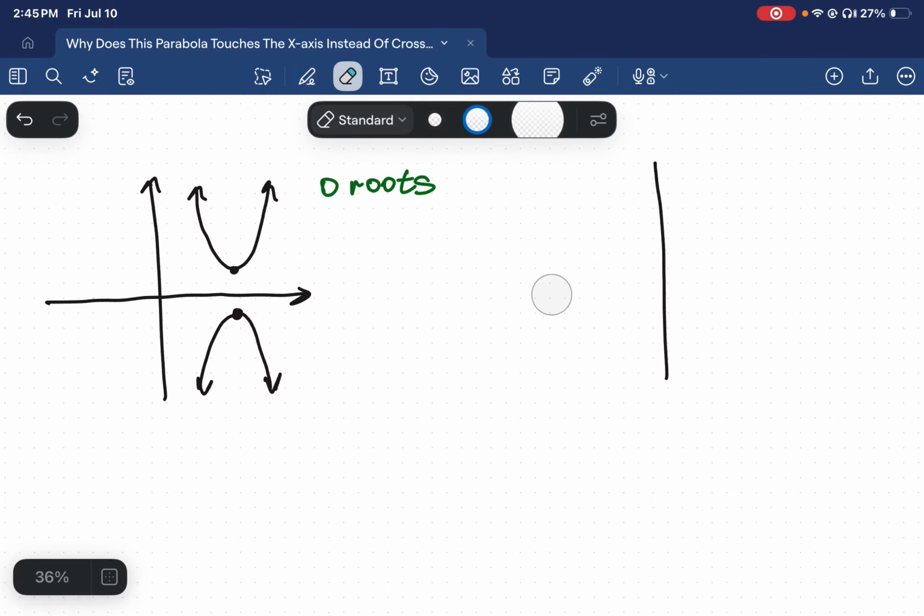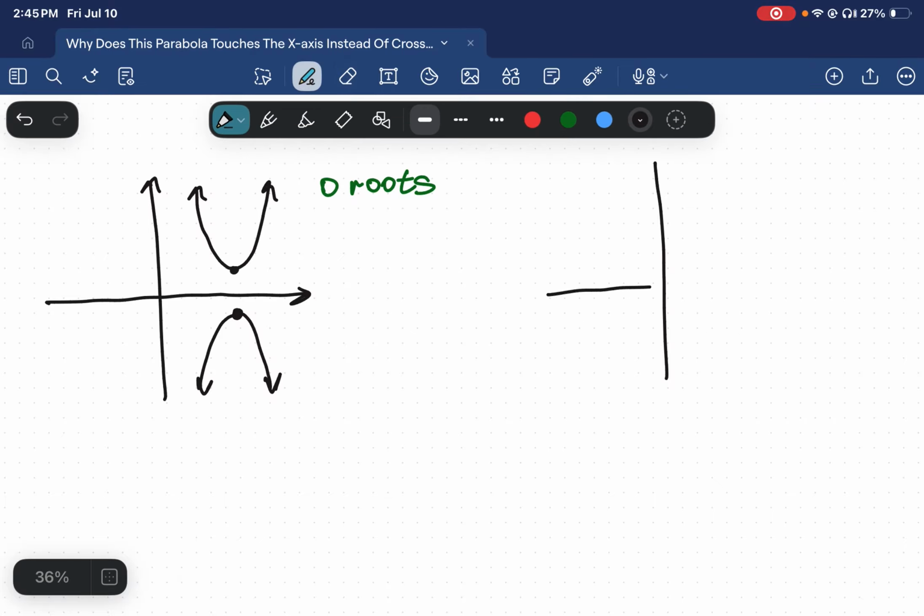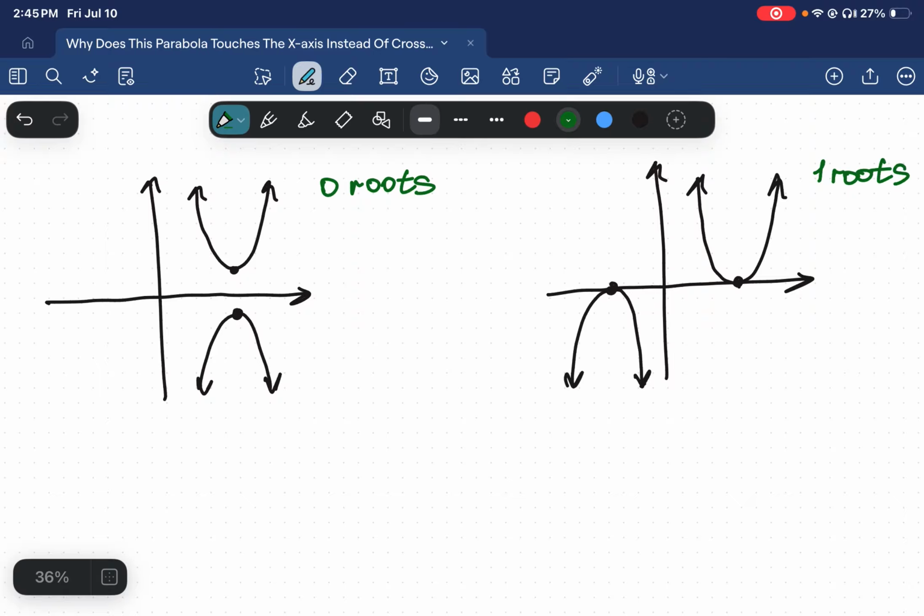The middle case is when the vertex sits exactly on the x-axis, for the upward opening parabola like this, and for the downward opening parabola like this. So it touches the x-axis at exactly 1 point. In this case, we will have 1 root or 1 x-intercept.